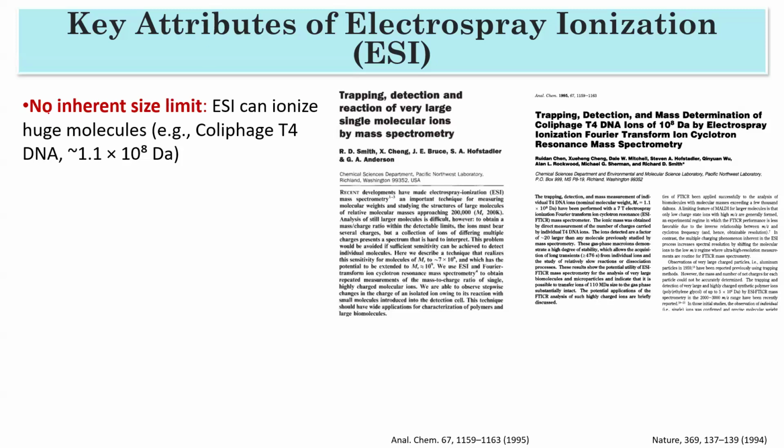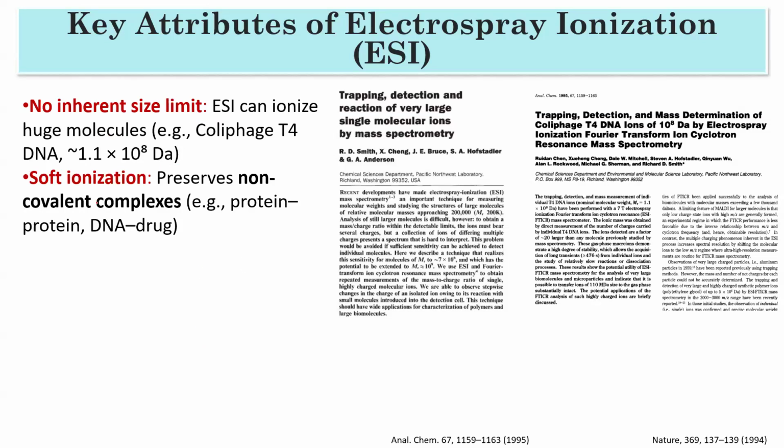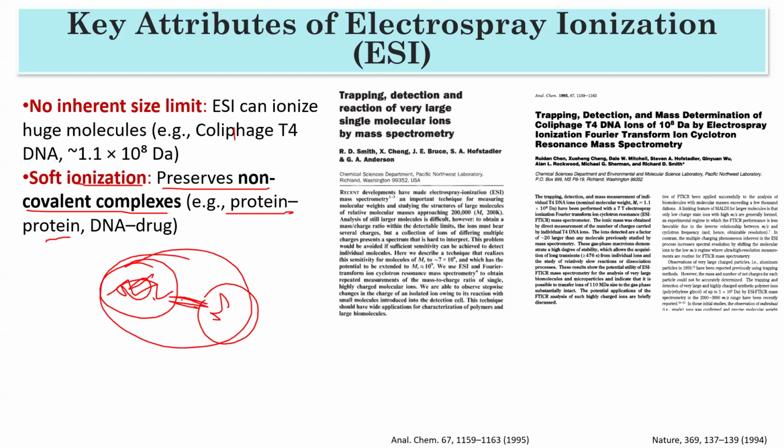In ESI, you don't have any size limit. ESI can ionize very huge molecules, and I have shown an example here. This is also soft ionization, so it can also preserve non-covalent complexes. Suppose there is one protein with a very complicated structure, and another protein, and they have some non-covalent interaction between them. Even this overall molecule can be analyzed with ESI. So you can understand how useful it is.